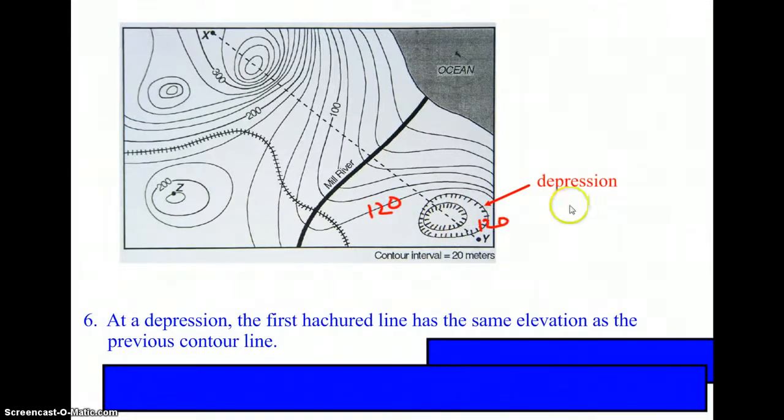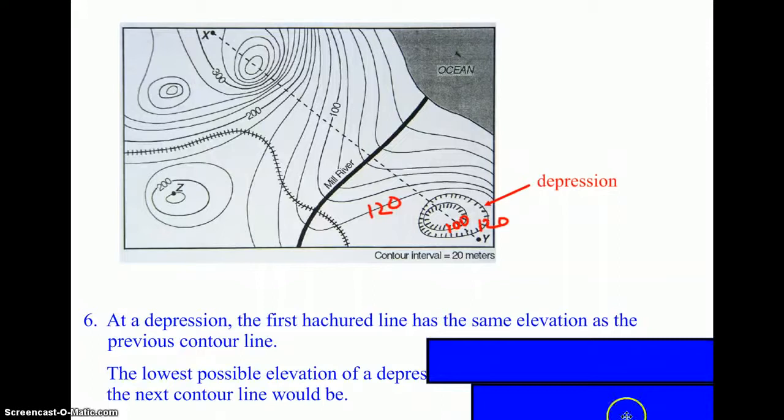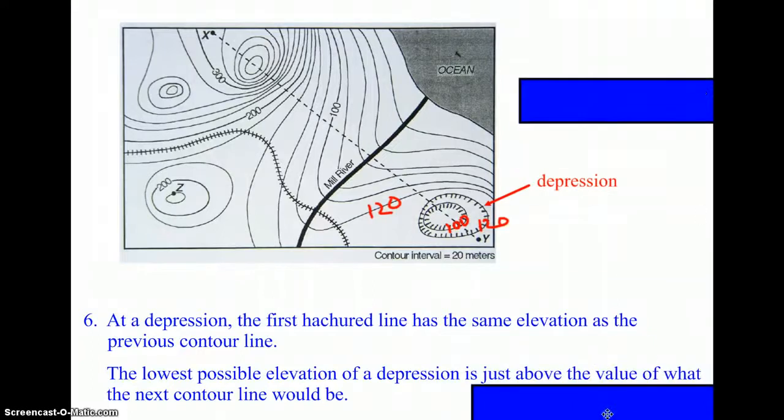Then we start to go downwards. So if this is 120, the next line is going down by 20, so it's going to be 100. To figure out the deepest that this depression could be, we say, all right, if there was another line, what would that be? It would be 80, but that line's not there. So this depression can't go down to 80. It's got to be a little bit higher than 80. So the lowest possible elevation is just above whatever the next contour line would be.